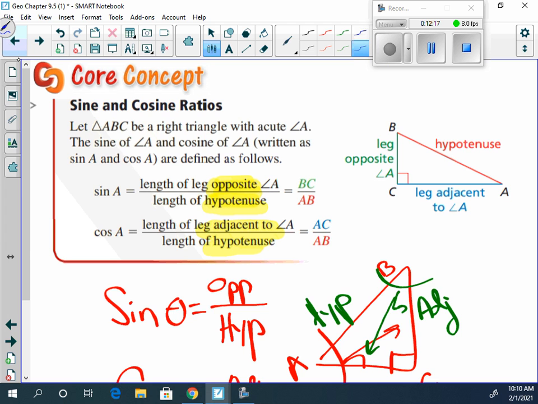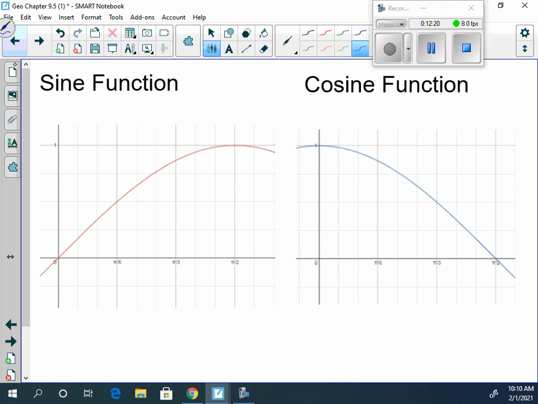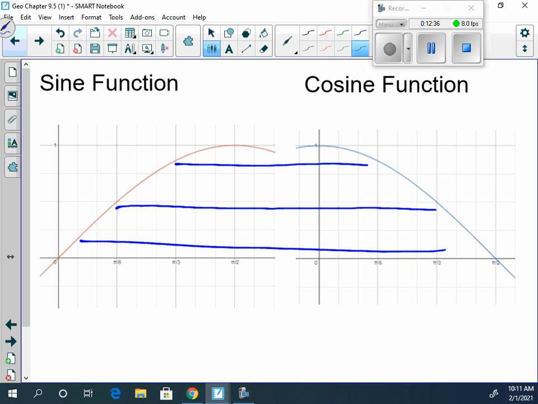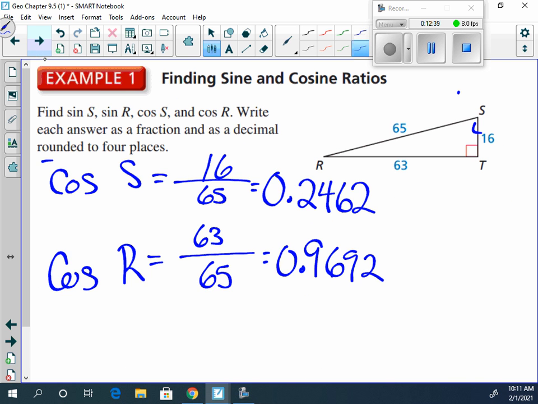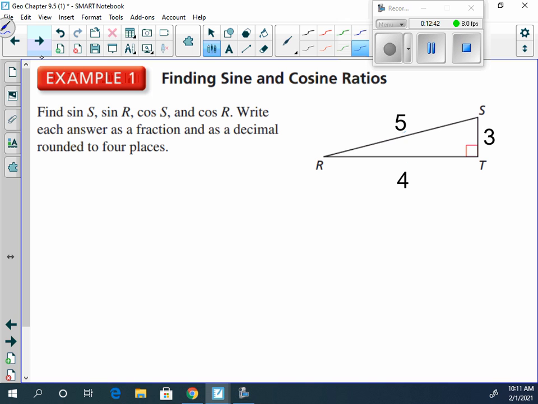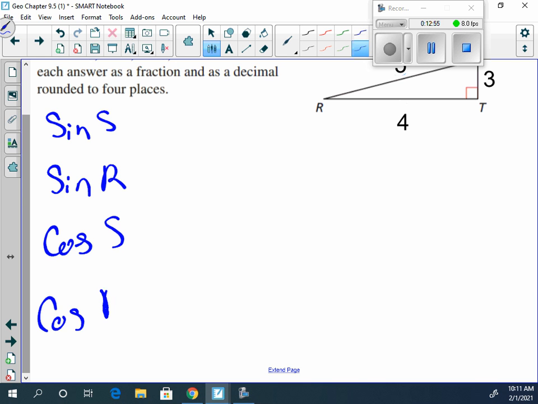Wait a minute. If we look at this here, well, aren't those values the same? And it works out that these do match up at certain different angles. We will get the same value. And there's a way they line up. Okay, let's find these. Sine of S, sine of R, cosine of S, and cosine of R.